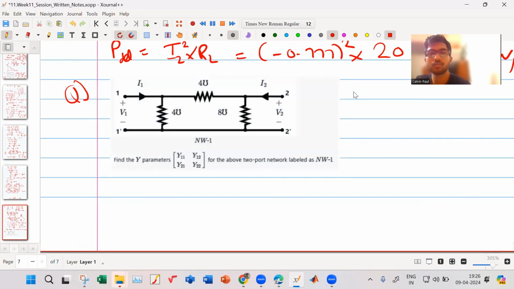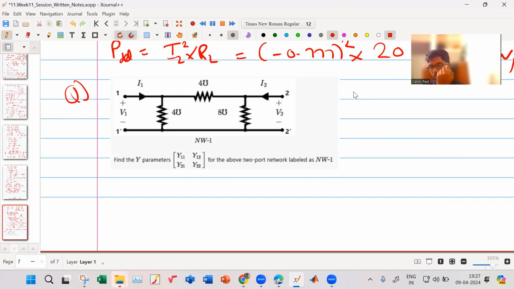So how will I find the y parameters for this? It is very simple, sir. It is a pi network. We can simply find y11 equal to ya plus yb, y12 equal to y21 equal to minus yb, and y22 equal to yb plus yc. Very simple.